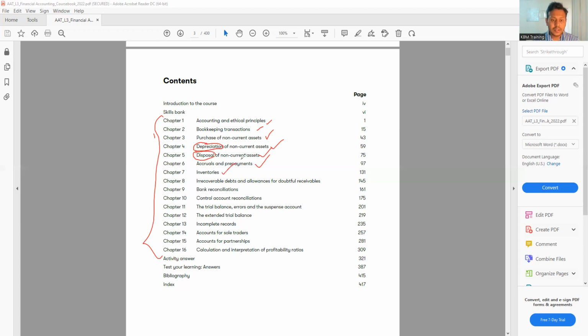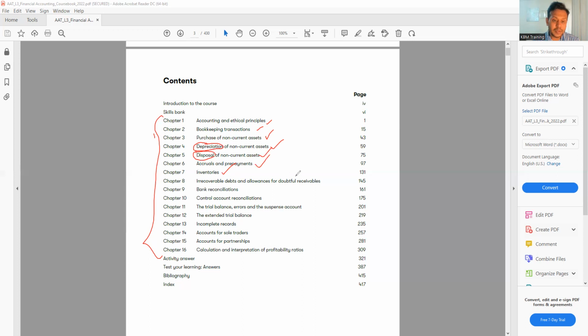Chapter number 7, we have inventories. Inventories is all about the stock. So when the company makes something, it is possible they will not be able to sell everything. For example, if we make 100 units, it is possible we can sell only 80 units. So the 20 units we have in stock, in the warehouse, we call the inventories. So how to record the inventories? What will be the value? How much are you going to show on the financial statement? We're going to see in chapter number 7.